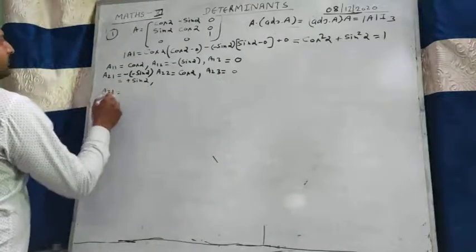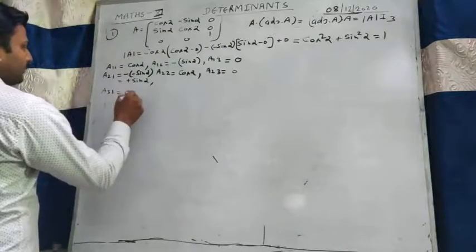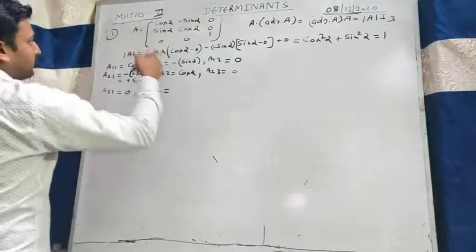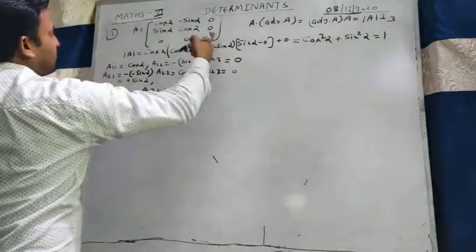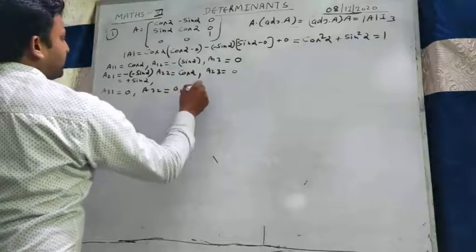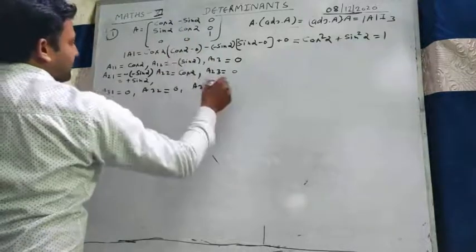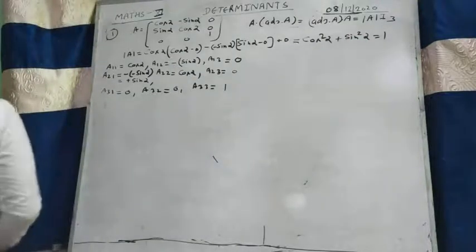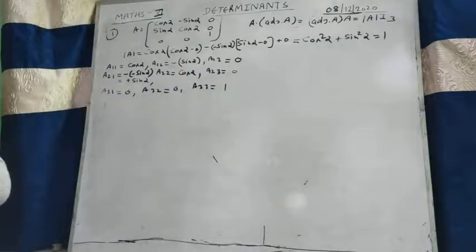So A31 is 0, A32 is 0, A33 is 1. So our A33 is 1, A32 is 0, A31 is 0, A23 is 0, A22 is cos alpha, A21 is sin alpha, A13 is 0, A12 is minus sin alpha, and A11 is cos alpha.